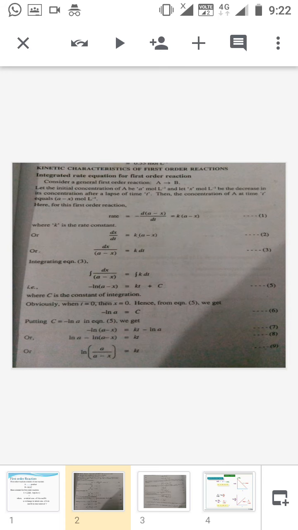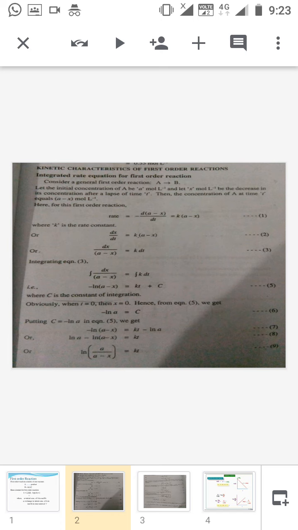So kt plus c. So the integrated rate expression is minus ln A minus X is equal to kt plus c. Since it's an indefinite integral, that's why we are putting plus c. Then we have to find out the value of the c. How will you find out the value of the c? We have to find out the value of the c by putting t is equal to 0. So when t is equal to 0, x is equal to 0. So equation 5 becomes minus ln A, that's equal to c.